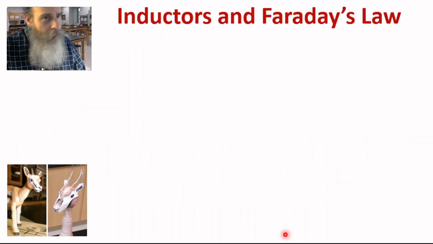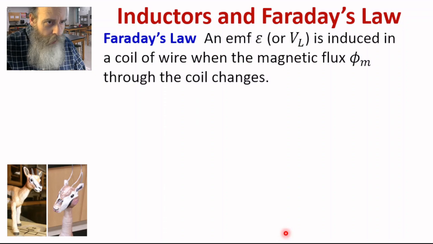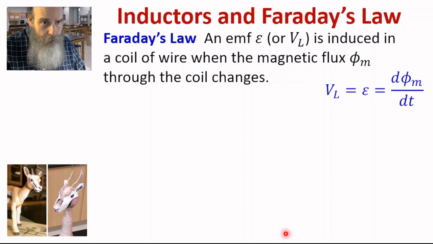Now let's look at inductors and Faraday's law. Faraday's law: an EMF E is induced in a coil of wire when the magnetic flux phi m through the coil changes. I will refer to that EMF in this presentation as VL for the voltage induced across the inductor. Here's the relationship: VL equals E equals d phi m by dt.